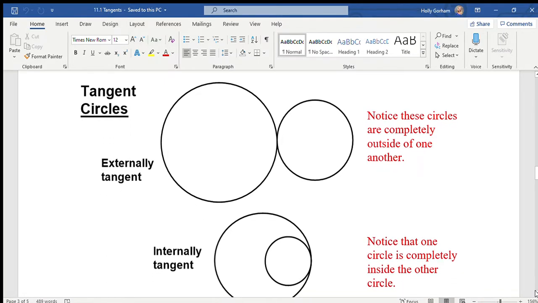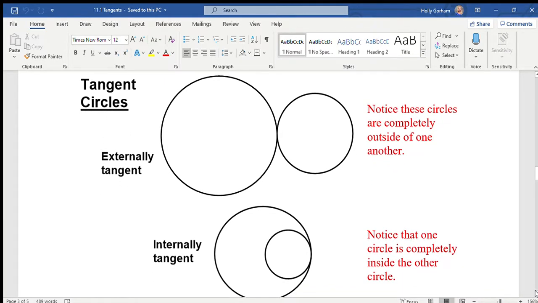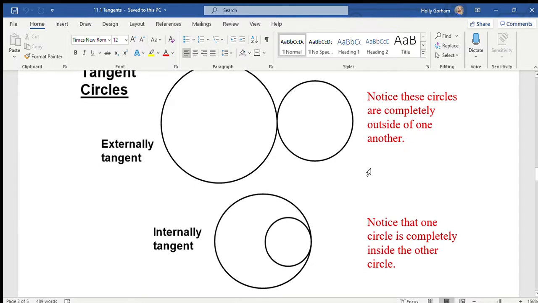Not only can you have tangent lines, but circles can be tangent to each other. There's what's called externally tangent circles and internally tangent circles. Externally tangent means they would be completely on the outside of each other. So these first two, notice that they are completely outside of one another. They only touch at this one point. That's externally tangent. These next two that we have are what's called internally tangent. You have one circle that's completely inside of the other circle, but they still only touch at this one point over here. So that's internally tangent.